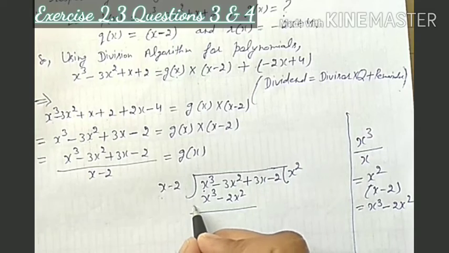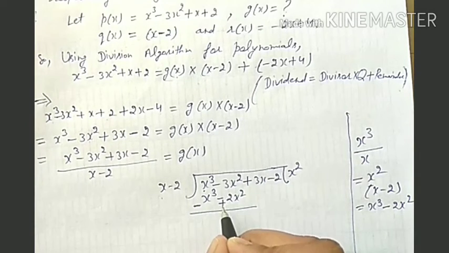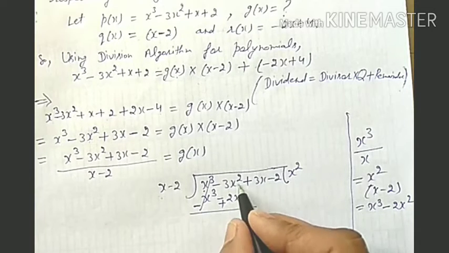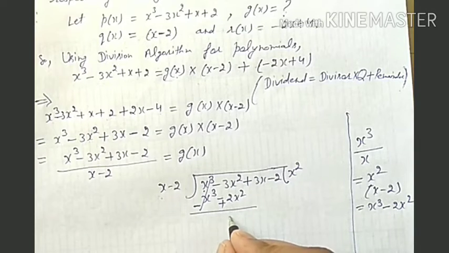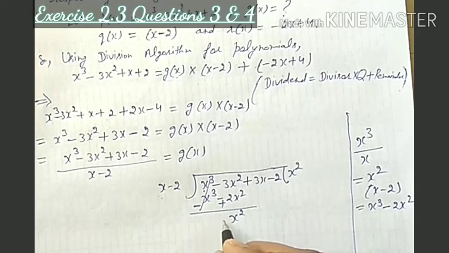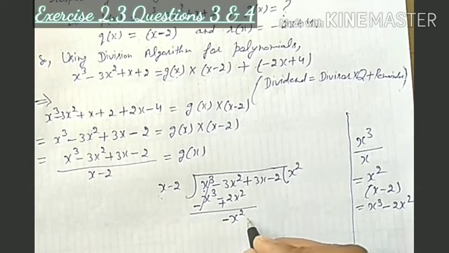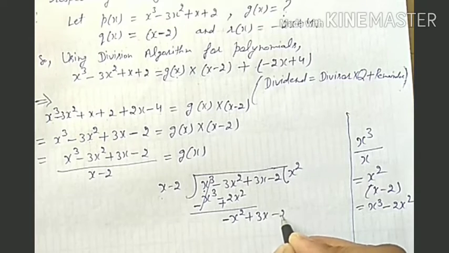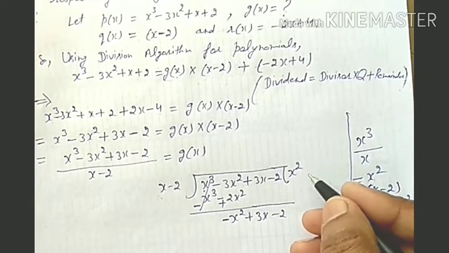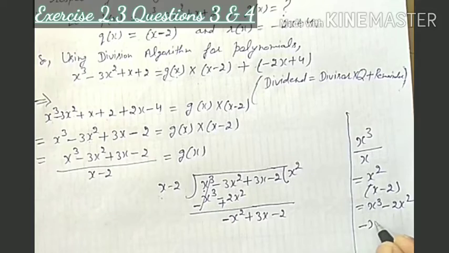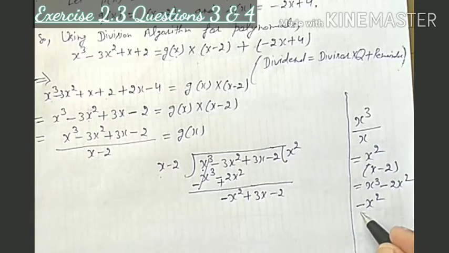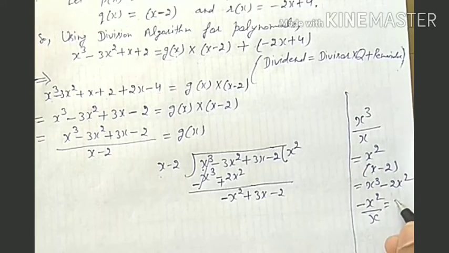Now for subtraction, we will change the sign. Same value but opposite sign, so cancel out. Now like terms but different numerical value. So x square as it is, minus 3 plus 2, sign of bigger number and their difference means minus 1, plus 3x minus 2. Now it is our dividend. So for next term in quotient, we will divide minus x square, first term of dividend, by first term of divisor. So we get minus x.